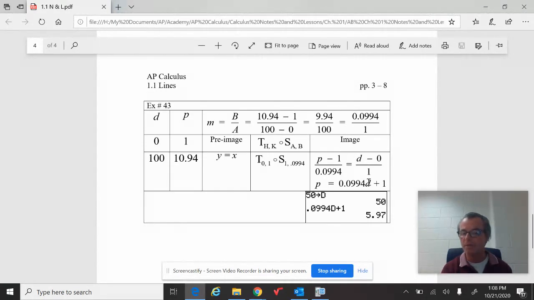Then they ask you to find the pressure at 50 meters. 50 is given in between here. 50 in for D, into the equation, and the output is 5.97.